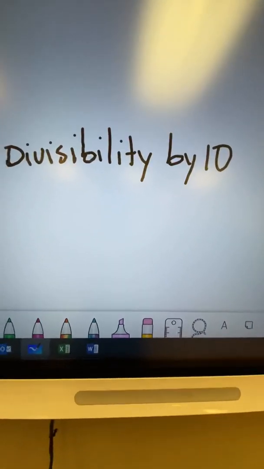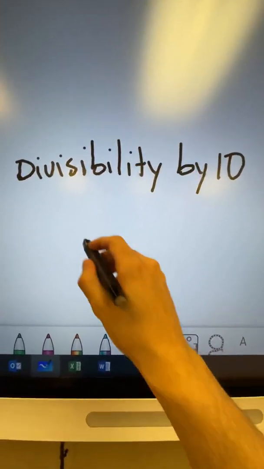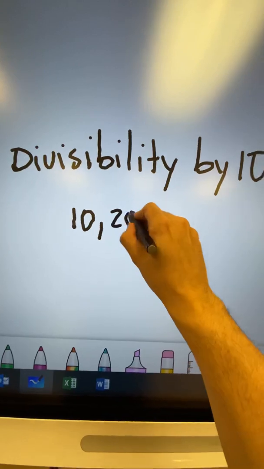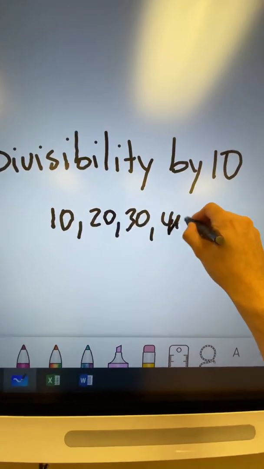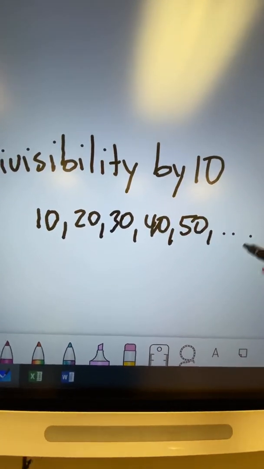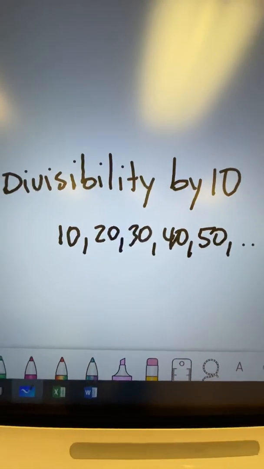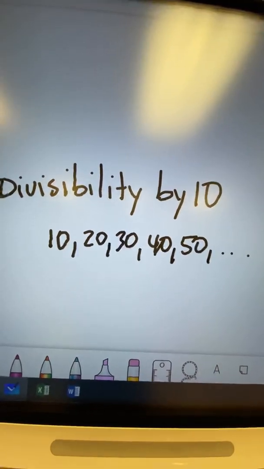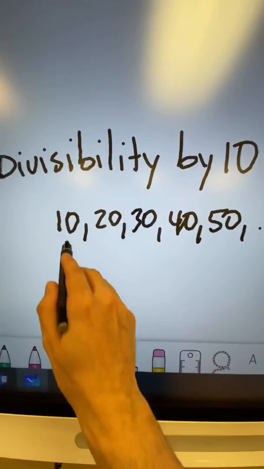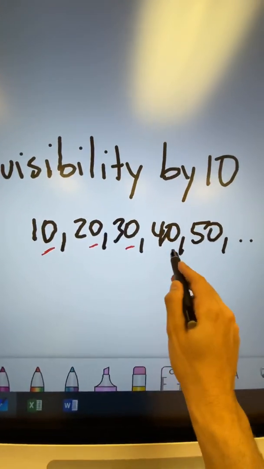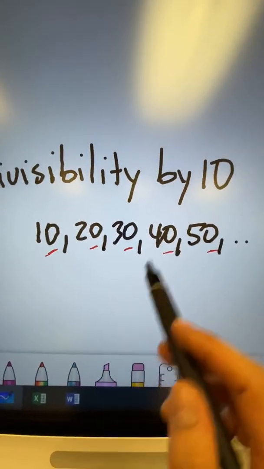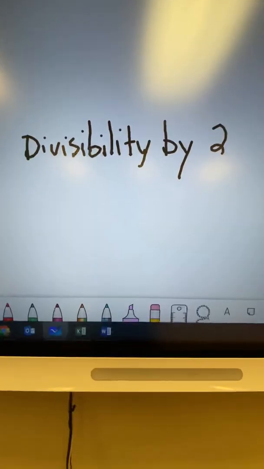Here's another one. This is divisibility by 10. If you were to count by 10s, these are all going to be numbers that are divisible by 10. So 10, 20, 30, 40, 50, right? And you probably notice, similar to the divisibility rule for 5, it's similar to the divisibility rule for 10s. Notice that all of them in the ones place end in a 0. So if your number ends in a 0, you know it will be divisible by 10.